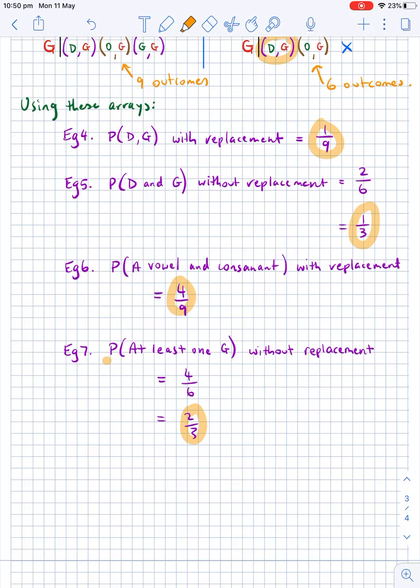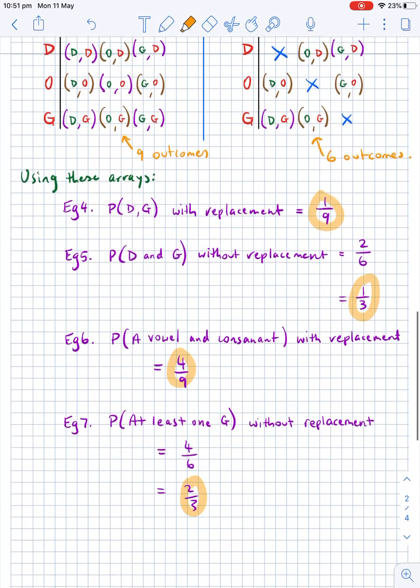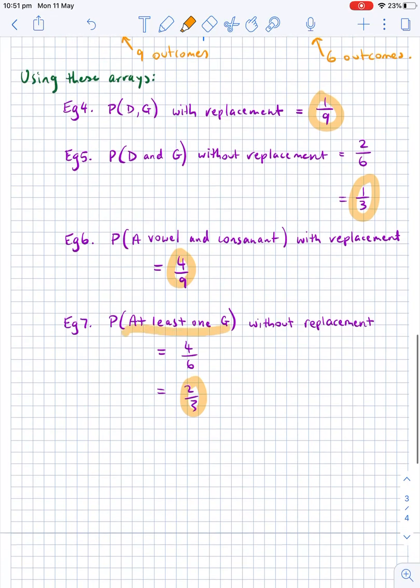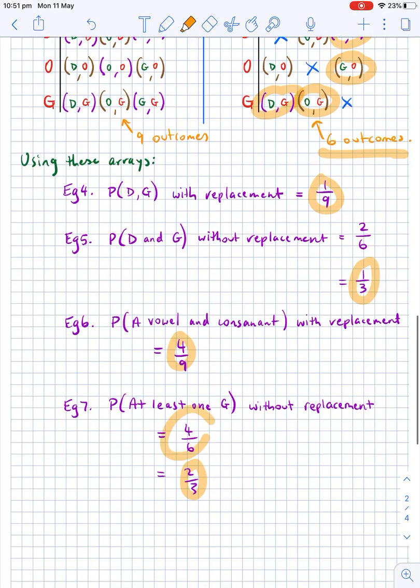And then lastly, what's the probability of at least 1 G without replacement? So without replacement, I want to use this one over here. I want at least 1 G. So I've got 1 G here, 1 G here, 1 G here, and 1 G here. So that's 4 different outcomes circled out of the 6. So 4 out of 6 simplifies to 2/3.